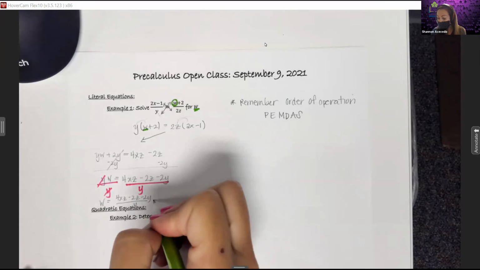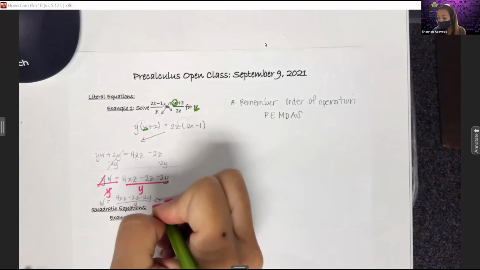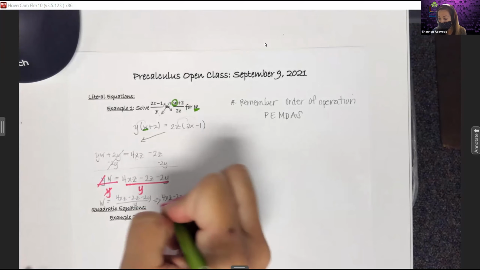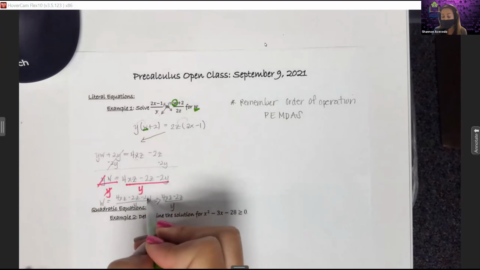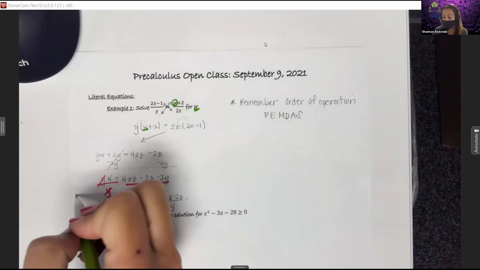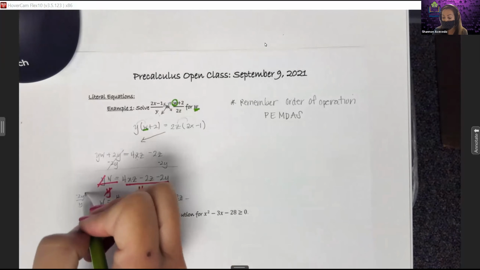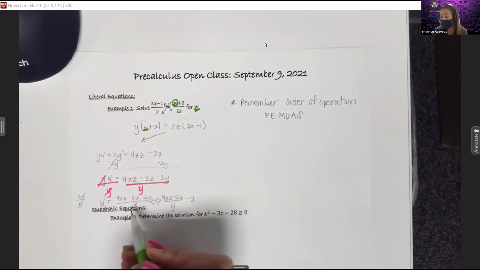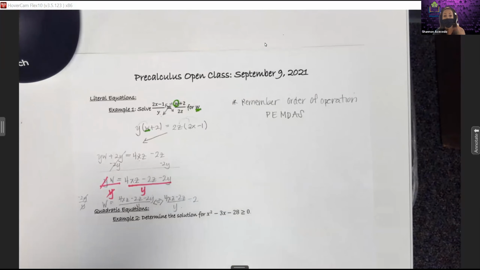Or if I wanted to, I could break these apart so that I ended up with 4xz minus 2z all over my y. And instead of it being written like this, it would be the same thing as negative 2y all over y, but those would cancel out, right? So it'd be just minus 2. So these two equations here are equivalent, and your answer could have been written either way.